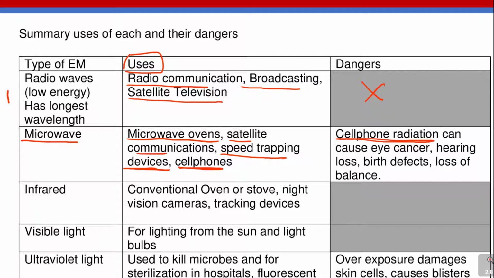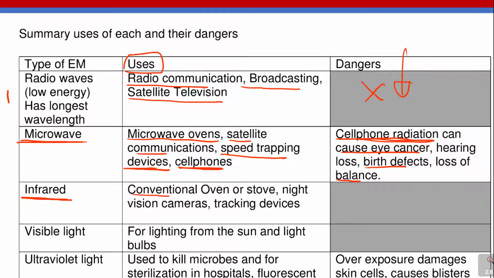they always talk about cell phone radiation, but we're going to look at it later, which can cause eye cancer, hearing loss, birth defects, and loss of balance. So these are dangers that they will also ask you in general. So they will ask you, microwaves, where do we use them, or what do we benefit from them? And then infrared, where do you use infrared?